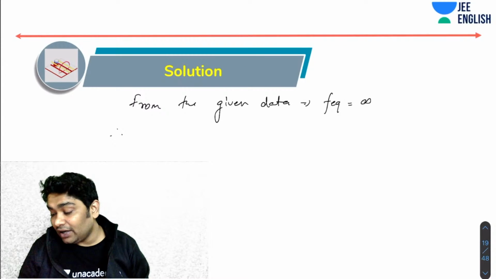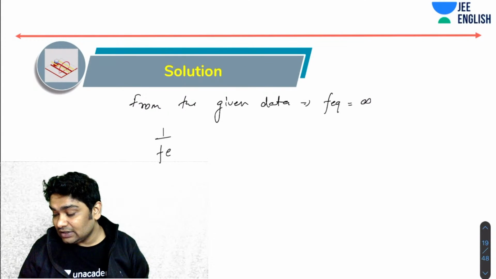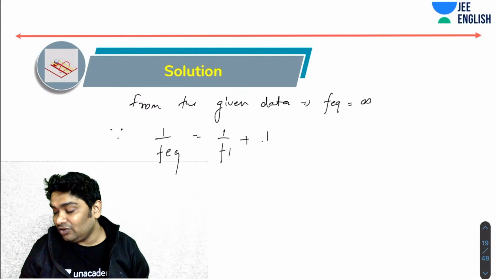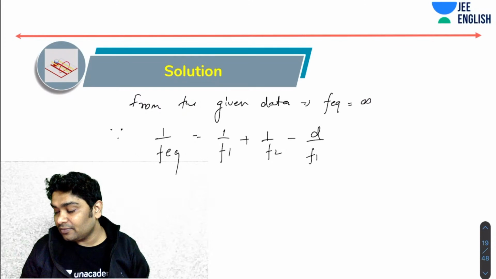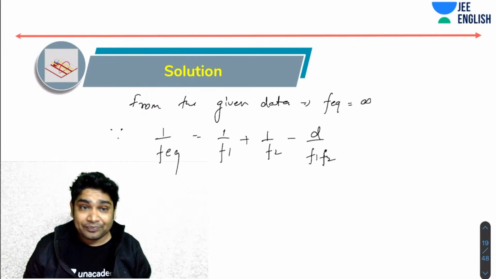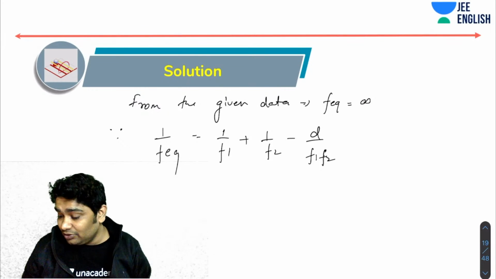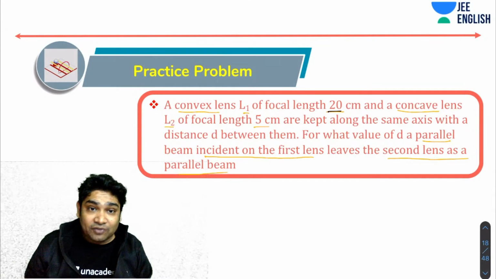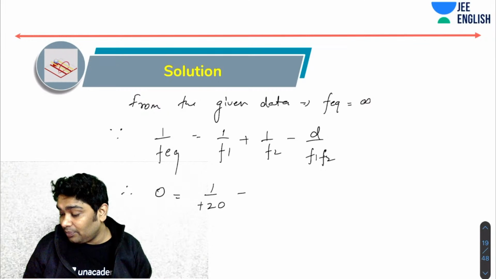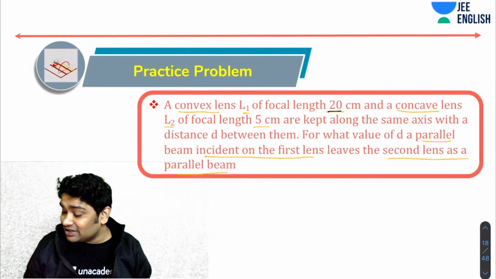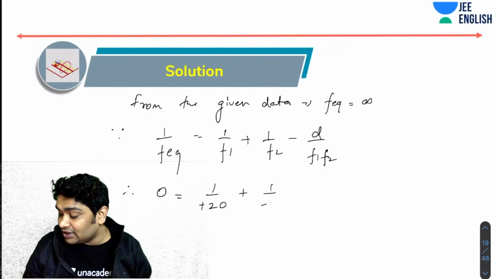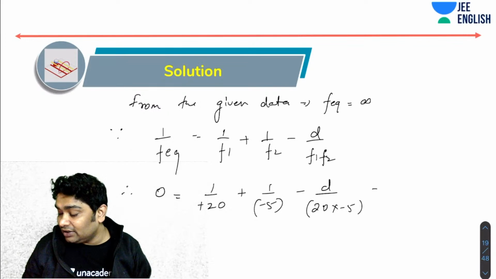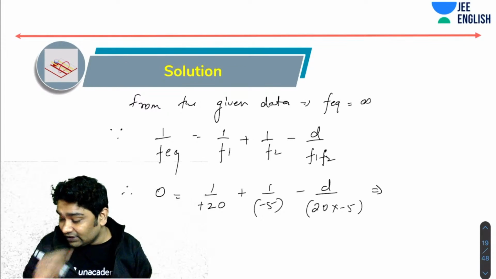So all I needed to do was use the formula: 1 over F equivalent is equal to 1 over F1 plus 1 over F2 minus D over F1 F2. This should be 0, so I just need to substitute all the values. 0 equals 1 over F1. The convex lens takes the focal length as positive, so plus 20, plus 1 over the concave lens of focal length 5, which I will treat as minus 5, minus D over 20 into minus 5. Correct, guys? And this should equal 0. Let's see what that gives us.